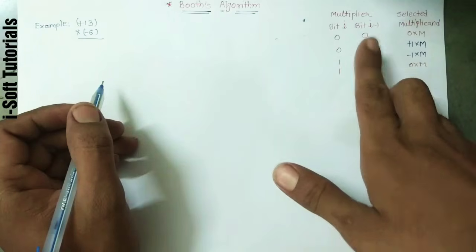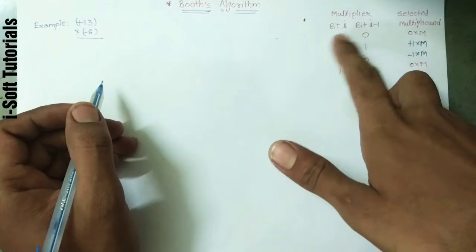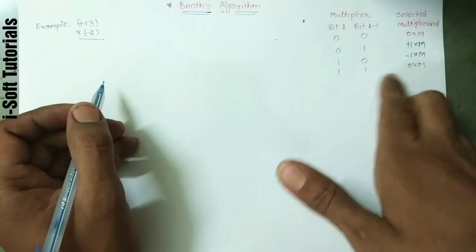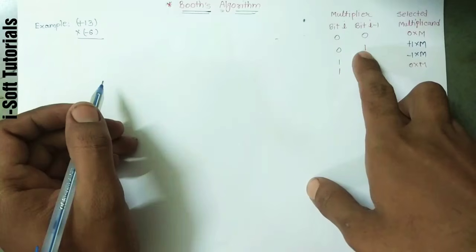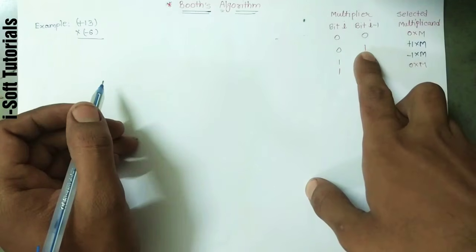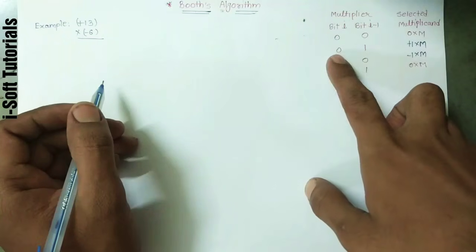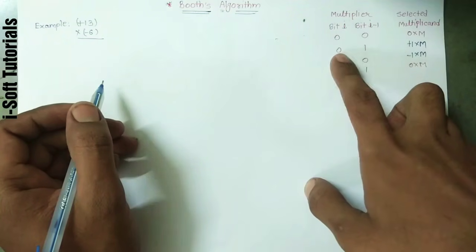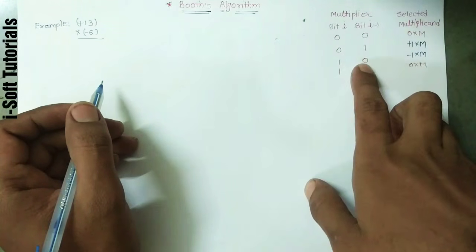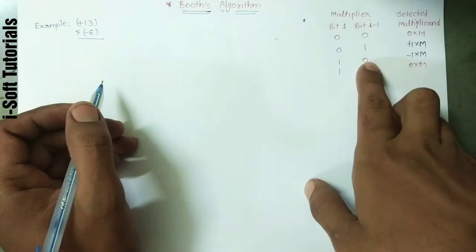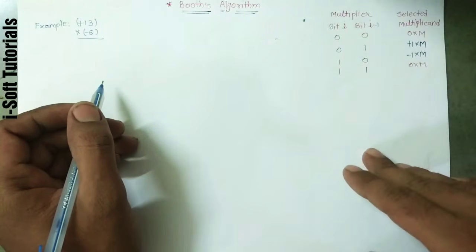So how to remember this? For 0 0 and 1 1, that is when we are moving over the same bits, we will select 0. When we are moving from 1 to 0, that means minus sign to plus sign, we can consider it as 1 for minus, 0 for plus. So minus sign to plus sign, then we select plus 1, and vice versa, 0 to 1 means plus sign to minus sign, then minus 1. So it is simple to remember this table.